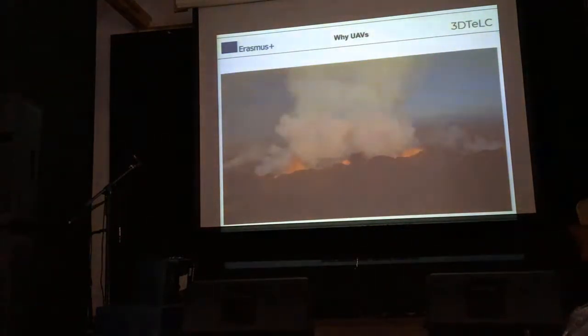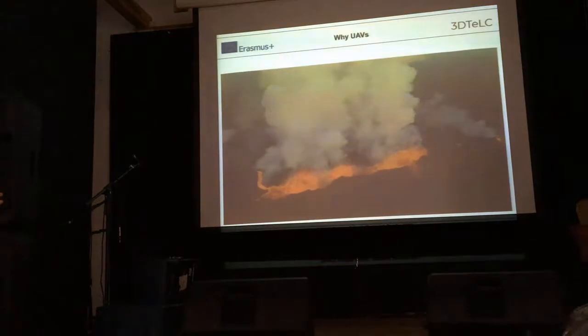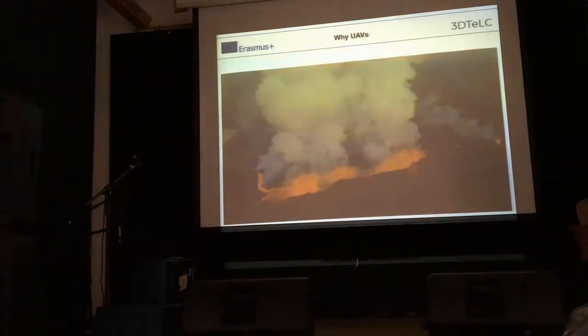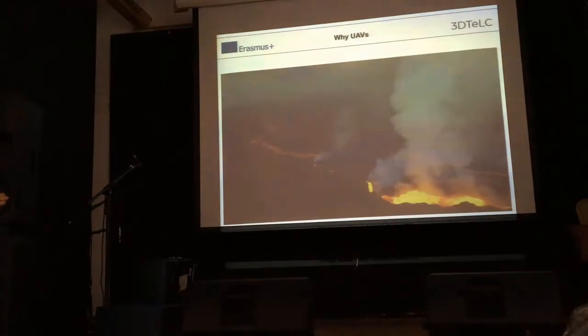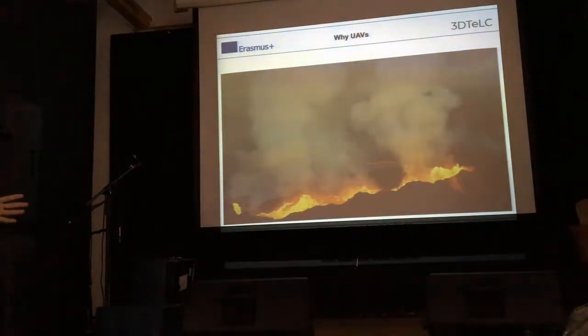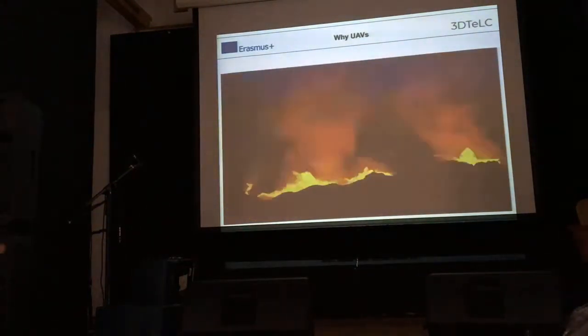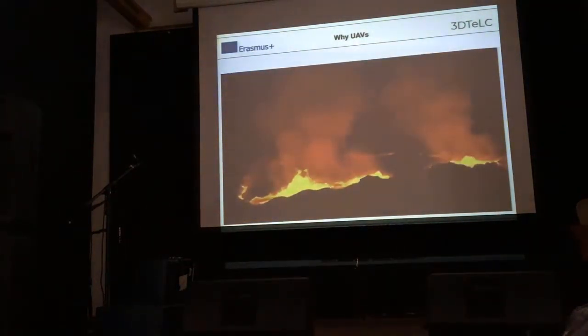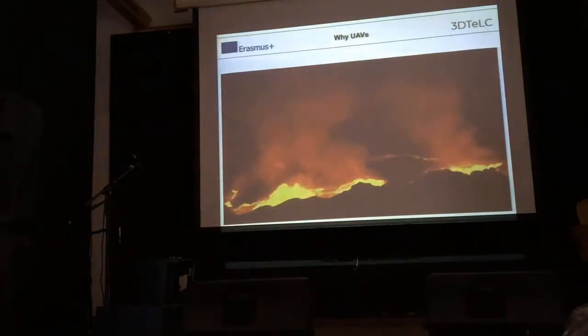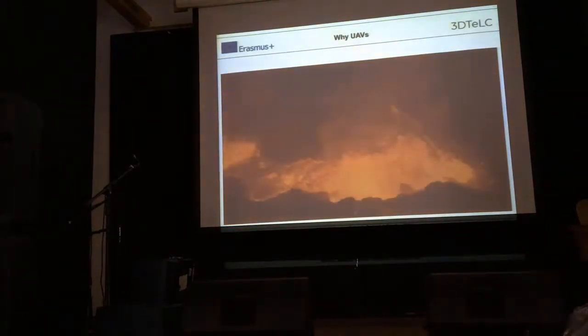For example, this is a video from the Holuhraun eruption in Iceland from 2014. In this case, no one can access to see the process during the eruption. But with this drone footage, you can follow the evolution of the eruption. Keep in mind that the yellow area has a temperature close to 1,200 degrees, more or less the maximum, and there are toxic gases, so it's not possible to go there. You can go after the process ends, but you need to see the process during its activity.